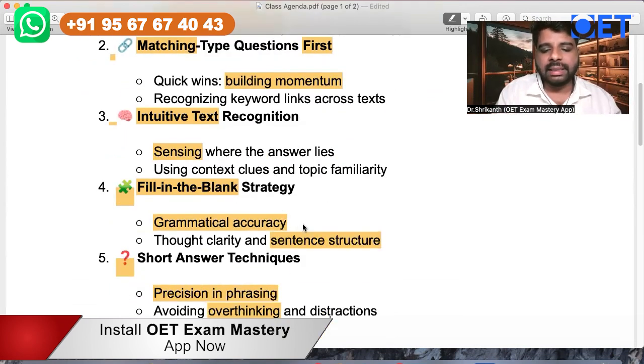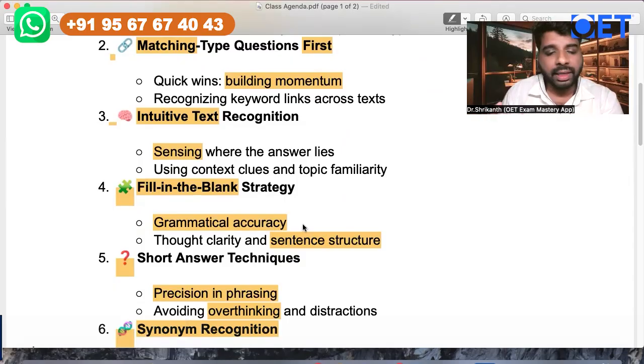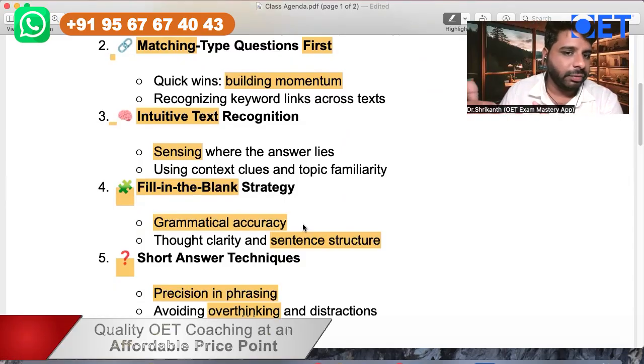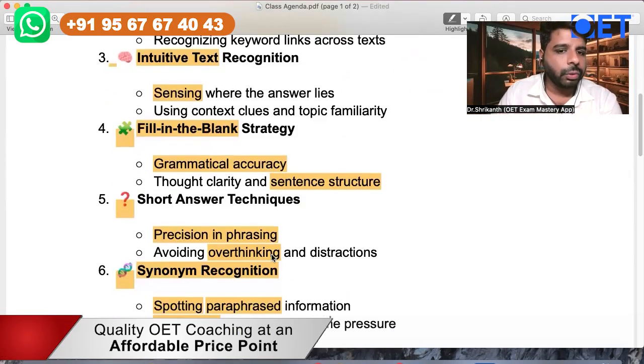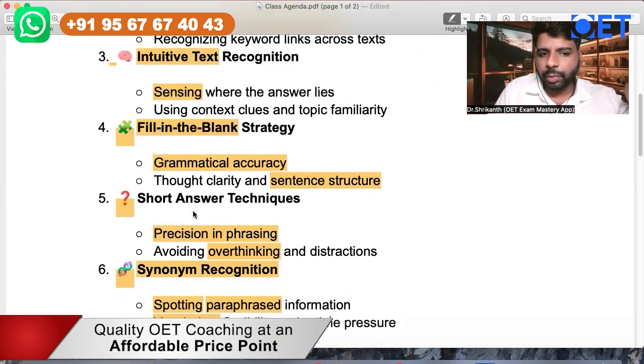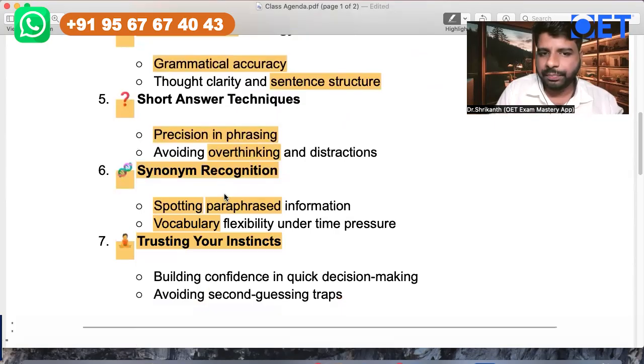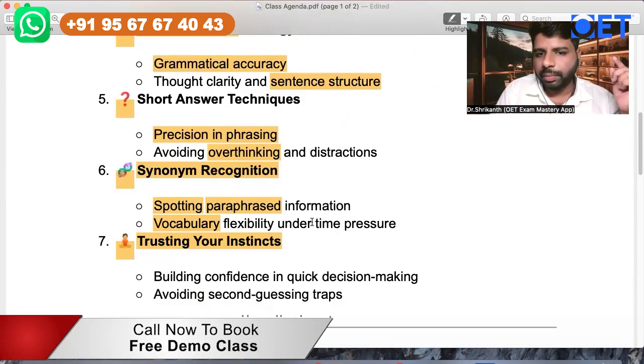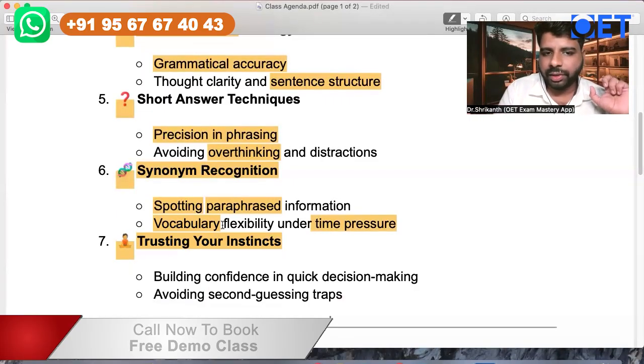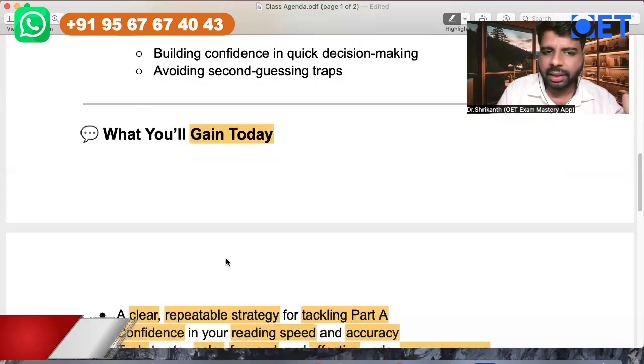And we'll also be discussing the importance of grammatical accuracy, especially in the fill in the blank questions, and how to avoid overthinking and how to be very precise when it comes to Reading Part A short answer type questions. Synonym recognition, okay, because you're performing under time pressure, and you need to have an extensive vocabulary range, and you should be able to spot synonyms and paraphrase information, instincts.